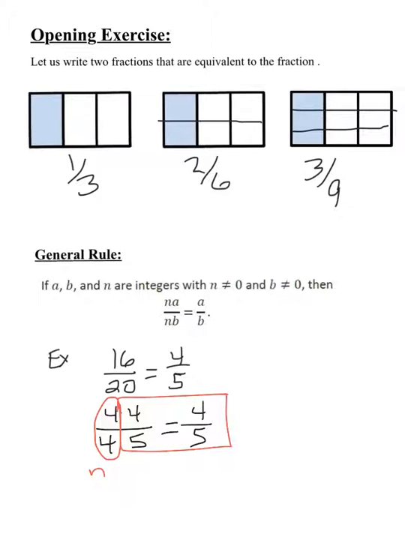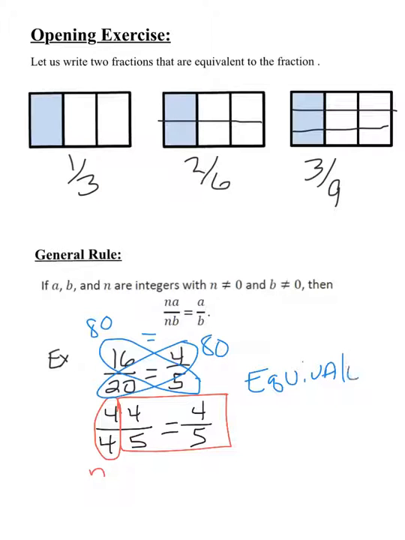Keep in mind, you could also always do what we used to do, which is cross products here. So if I do 16 times 5, that's 80. And if I do 4 times 20, that's 80. And obviously 80 equals 80, so they are equivalent. Okay, that's the big key. All right, moving on.